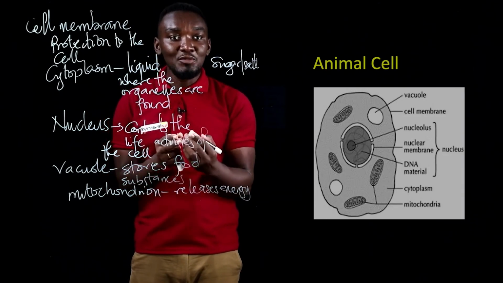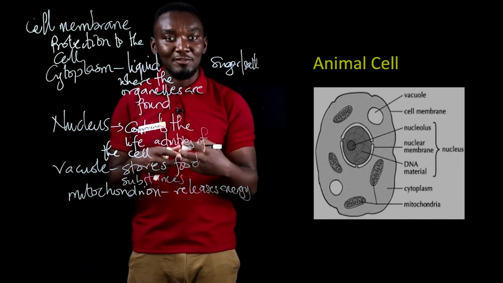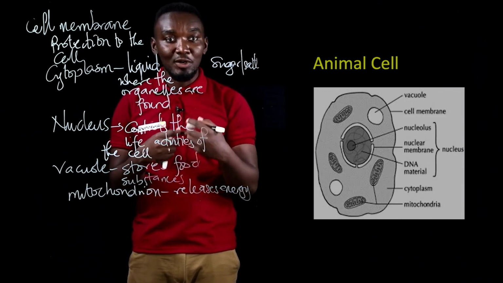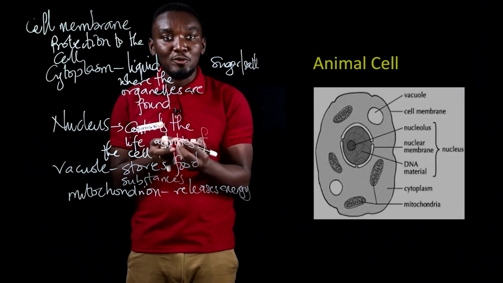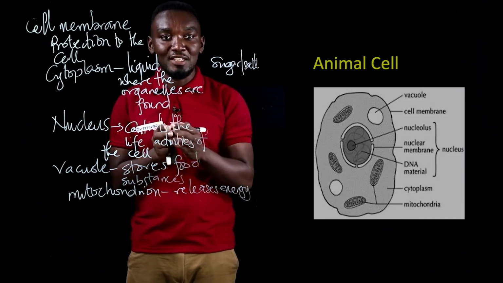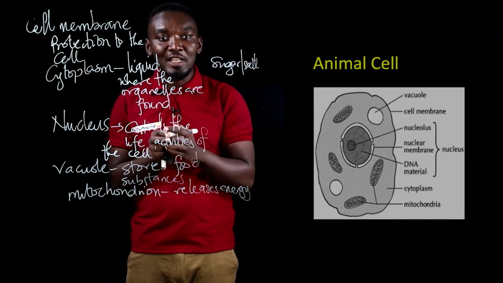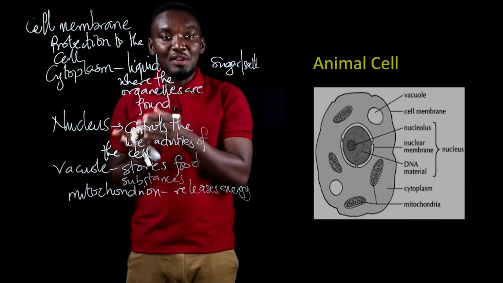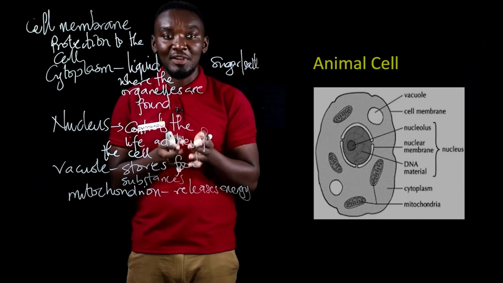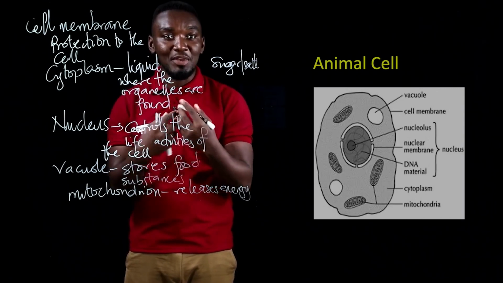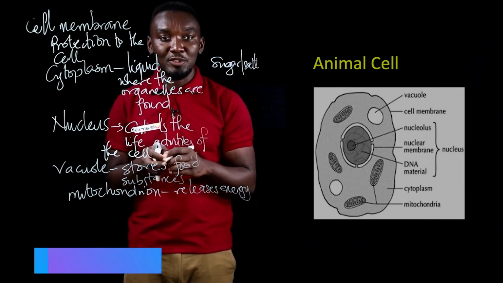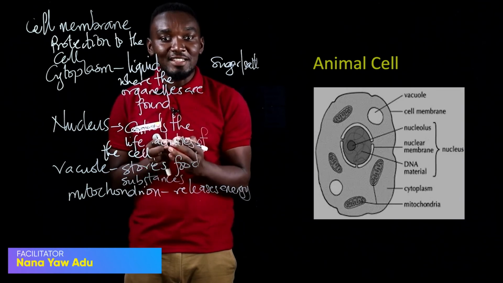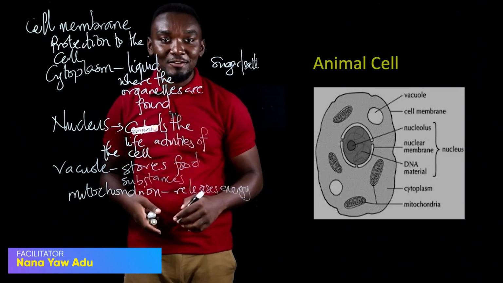So in today's lesson, we have looked at the functions of the parts of the animal cell, basically the organelles. We said that the nucleus controls the life activities of the cell. And then it also helps us to pass heredity materials from parents to offspring. That is a secondary function. So for us to look like our parents, it's as a result of the nucleus. And then the mitochondrion releases and produces energy for the cell.